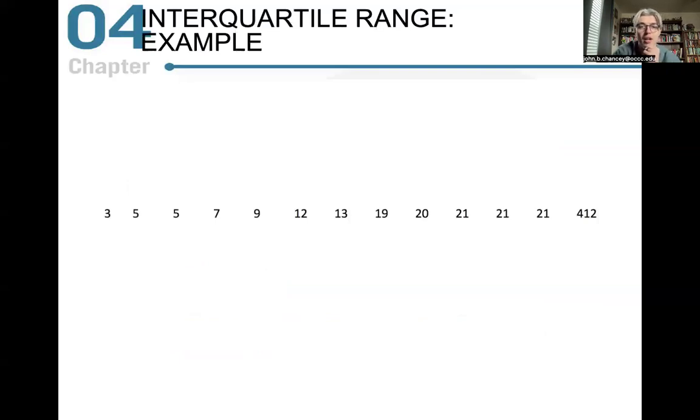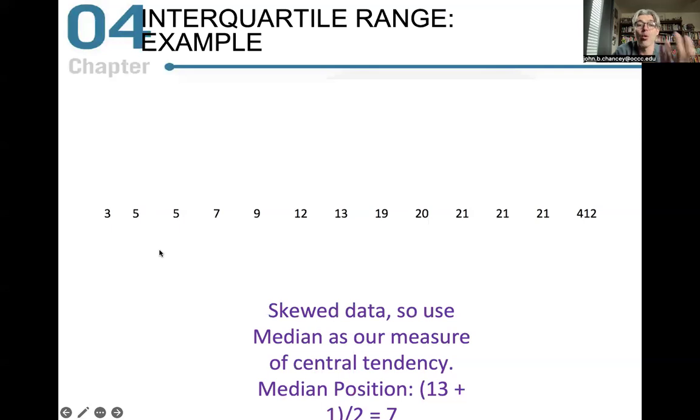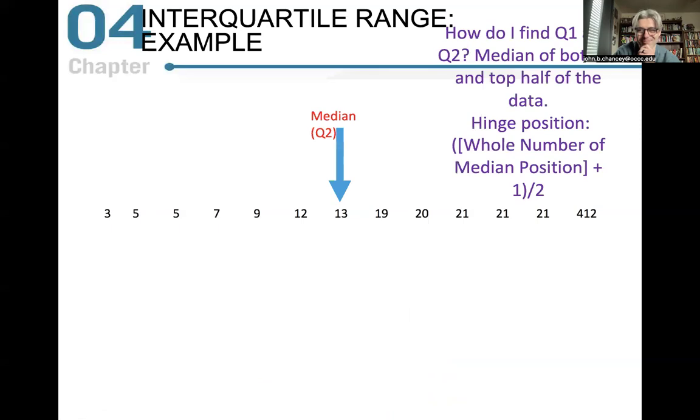We have this number. Now look at our scores. We have a 412 on one end and we have a 3 on the other. If you took the range of that, you're going to get 409 by subtracting 3 from 412. But this is clearly skewed. So what we can do instead is use our median as our measure of central tendency. In this case, we've got our median, 13, right here, nicely pointed out for us.